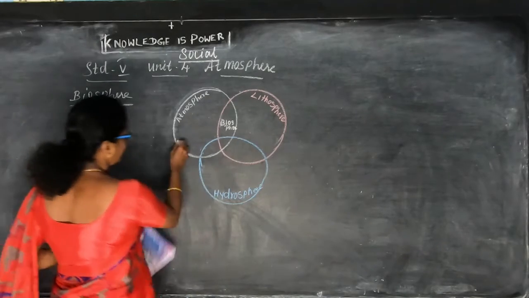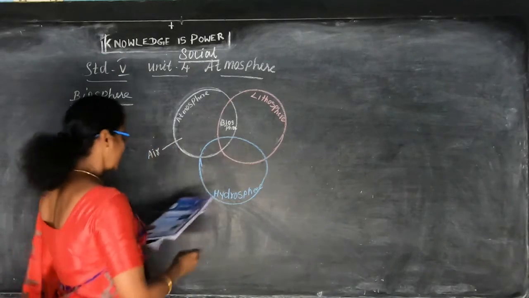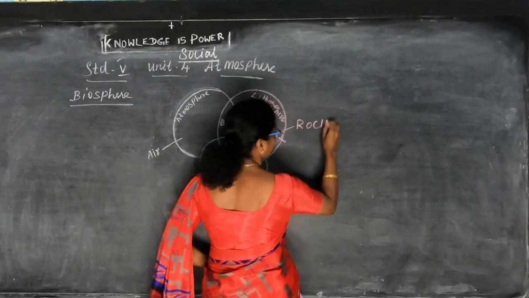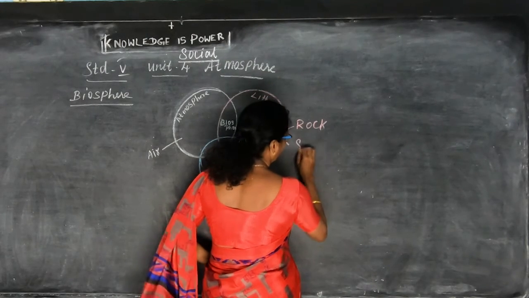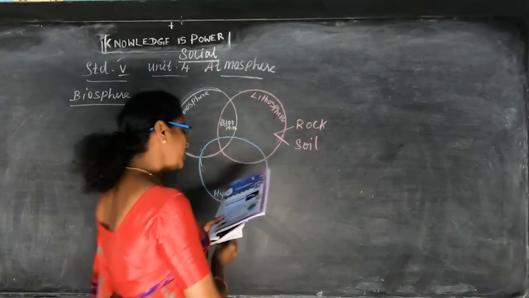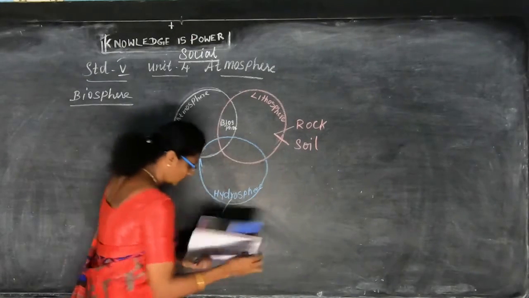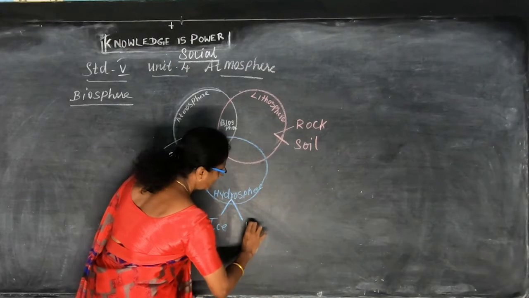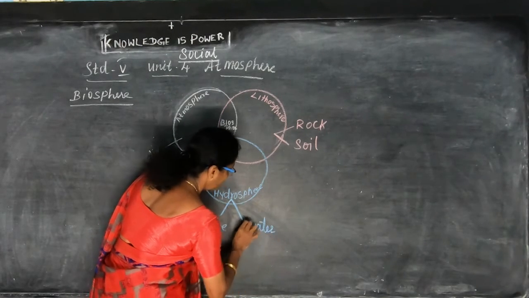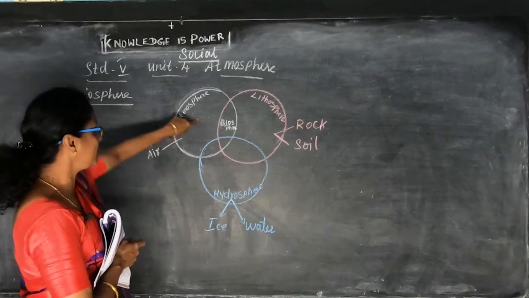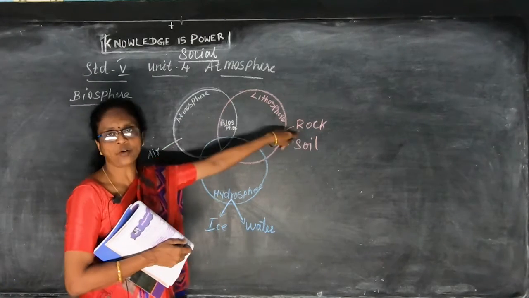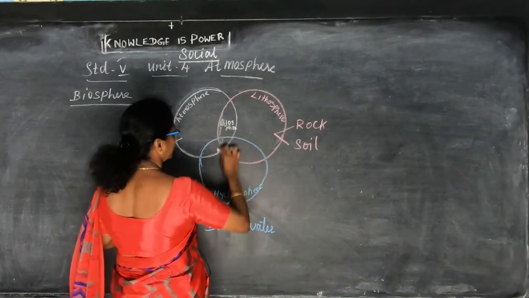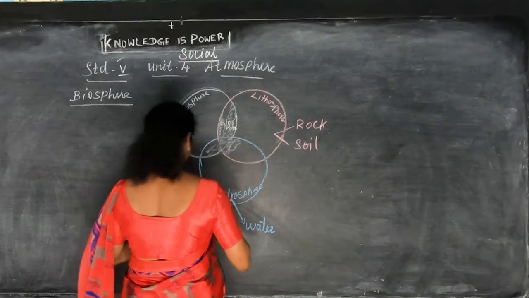So what is atmosphere? Atmosphere contains air. And what is the lithosphere? Lithosphere is rock and soil. And what is the hydrosphere? Hydrosphere is ice and water. Can you understand, children? Okay. So atmosphere is the air, lithosphere is rock and soil, and hydrosphere is ice and water. All the three together is the biosphere.